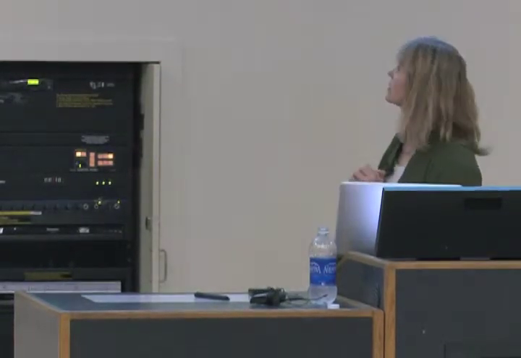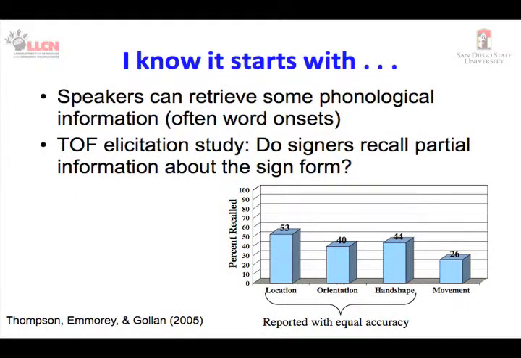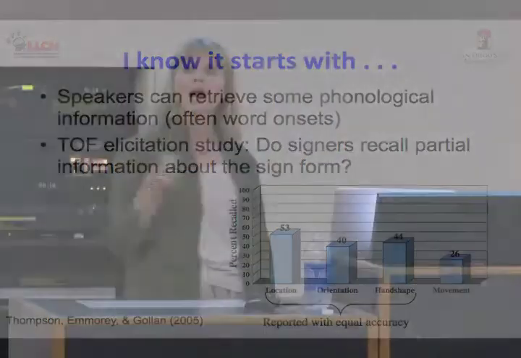And when we measured what aspects of sign were retrieved, this group of features, the location, the orientation, and the hand shape, were all retrieved about equally. I actually had my money on hand shape. I thought hand shape would be something that they were able to recall, in part because sign language dictionaries are organized by hand shape. There's something cognitively salient about hand shape. But hand shape is not by itself the beginning of a sign.